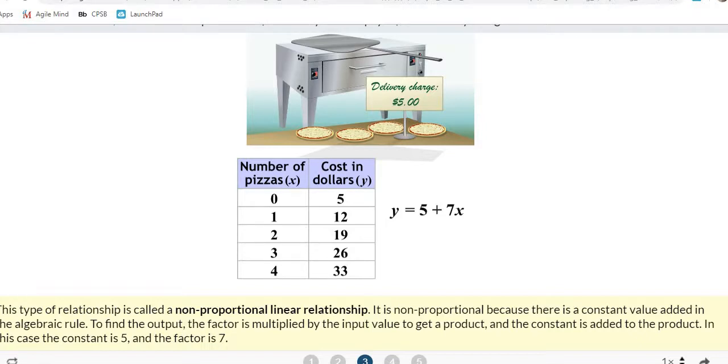Because from 5 to 12, how much did I increase? 12 to 19. 19 to 26. It's increasing by 7, and the x's are increasing by 1. So I know it's a straight line, but it had to meet both those criteria. So it was a straight line, but is it going through the origin? No.